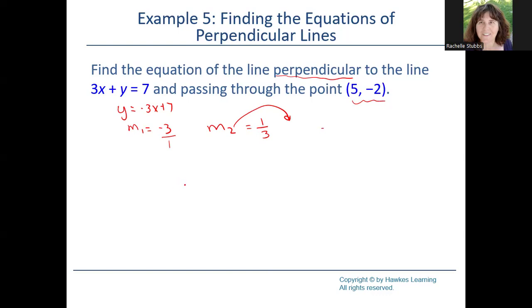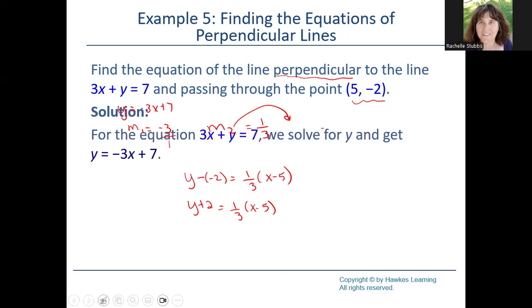So we can say y minus -2 equals the slope of 1/3 times x minus 5. And we can just clean it up over here. And we are done. We don't have to go any further. That works for me. However, you can finish simplifying it and get it into slope-intercept form or into standard form. It's up to you. Let's look at that and see.